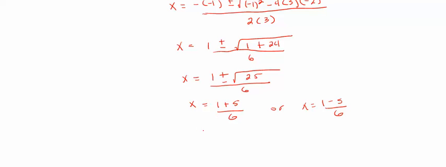Okay, 1 plus 5 is 6. 6 over 6 is 1. 1 minus 5 is -4. -4 over 6, we can divide both of those by 2, simplifies to be -2/3.